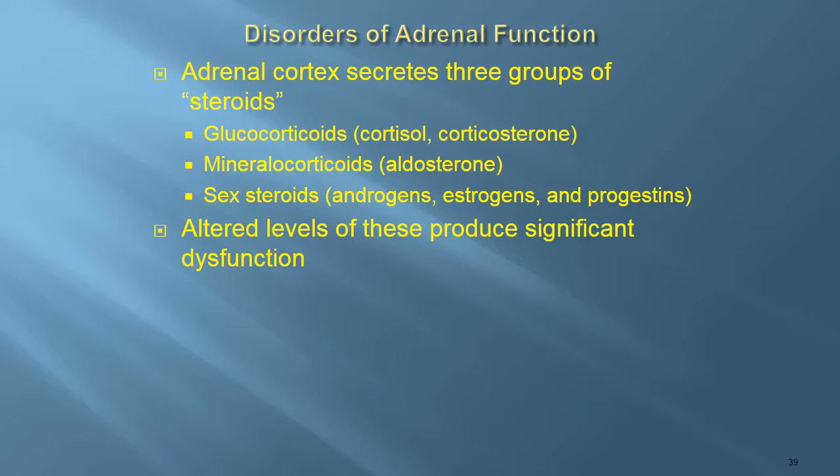Disorders of adrenal function. As you know, the adrenal cortex secretes three groups of steroids: glucocorticoids, such as cortisol and corticosterone; mineralocorticoids, such as aldosterone; and sex steroids, such as androgens, estrogens, and progestins. Altered levels of these produce significant dysfunction.